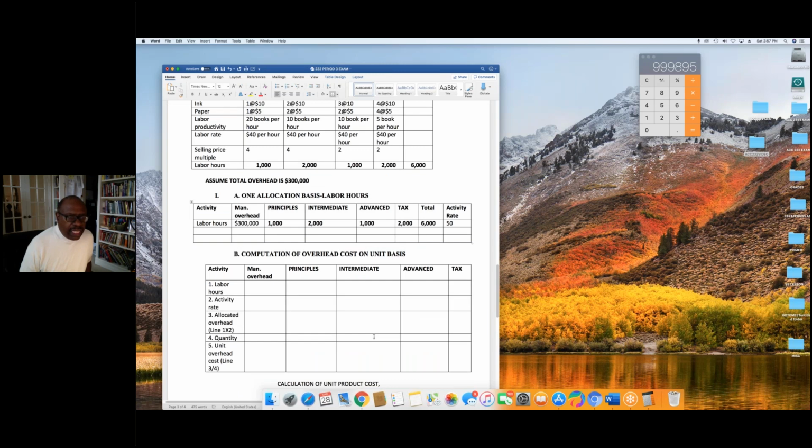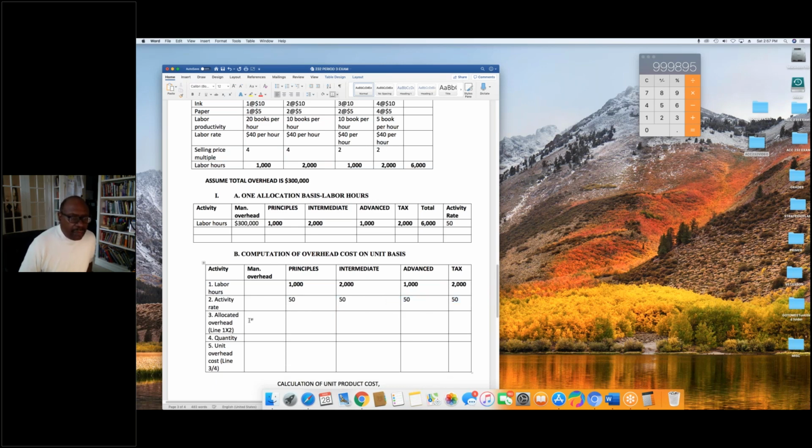Now, once we get that activity rate, we bring our hours down for the books and paste those hours in. Then we're going to get our activity rate, which is $50, and we paste that in for all the books.